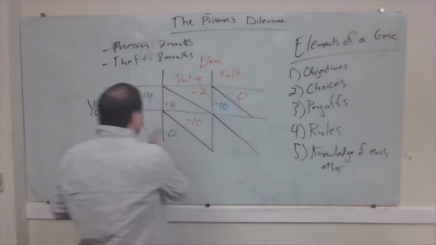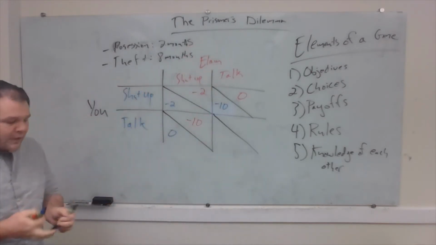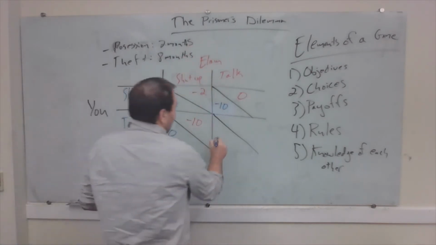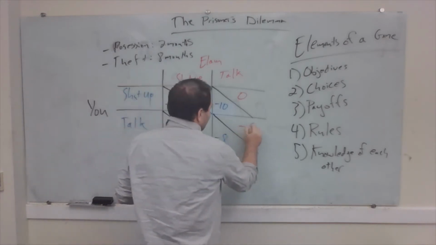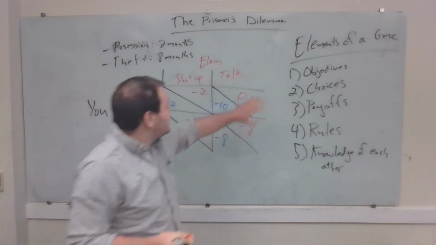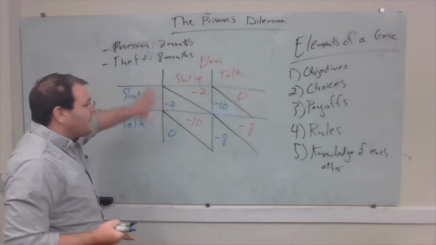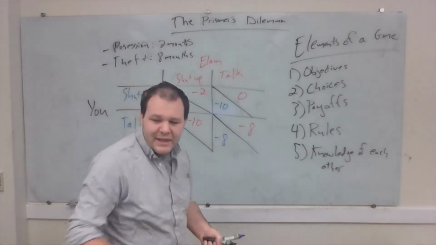And finally, if both of you talk, right, both of you will get off on possession. Both of you are going to get hit with theft. So you're going to have -8. Elam's going to have -8. So these are your payoffs, right? These are the consequences of the decisions that you make that also depend on the decisions that the other person makes, right? That President Elam makes.